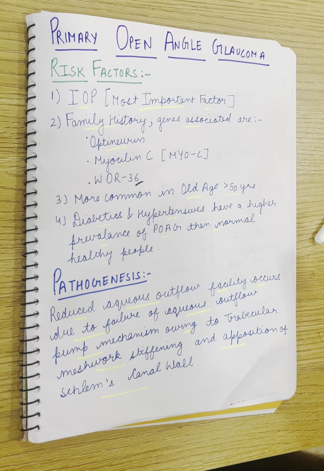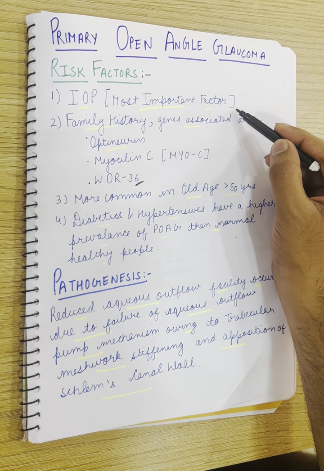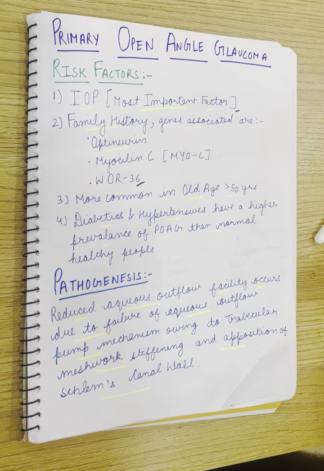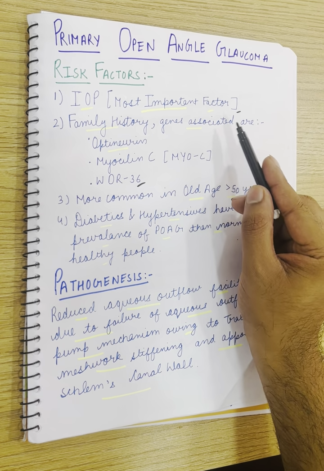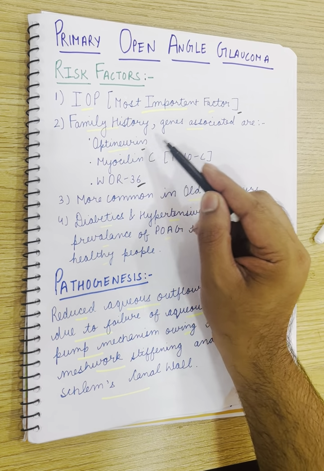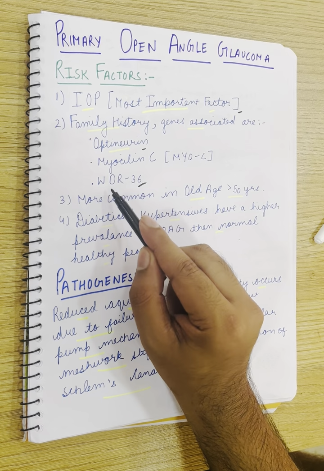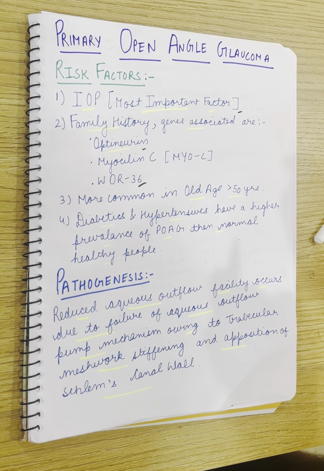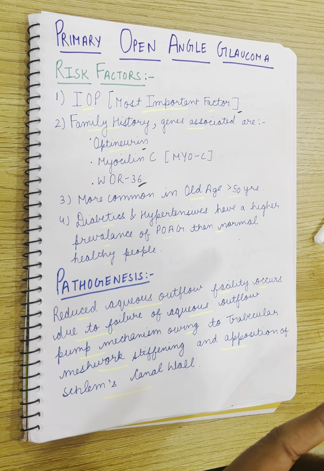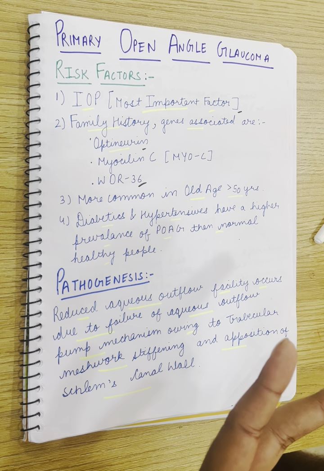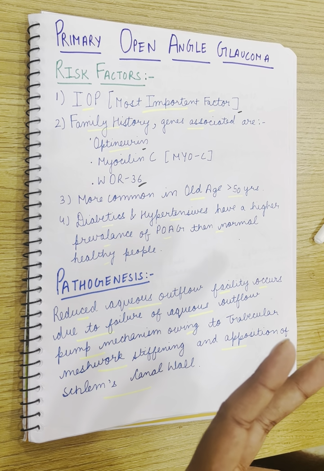In the risk factors, IOP is one of the most important factors. As the name glaucoma comes, so the IOP comes. Increased IOP is one of the most important factors. Then in family history, the genes associated are optineurin, myocilin, and WDR36. Ophthalmology is the subject, so optineurin is the gene. It's more common in old age after 50 years, and diabetics and hypertensives are at great risk. So you need to remember three things: IOP, diabetics and hypertensives, and age above 50 years, and if you can, remember the family history genes, optineurin and myocilin.